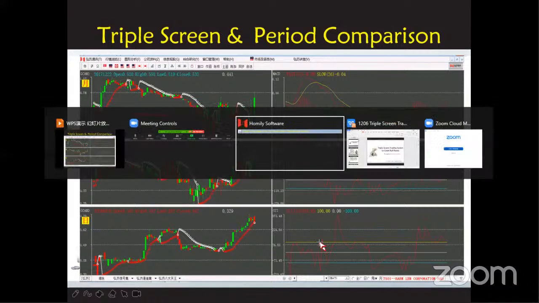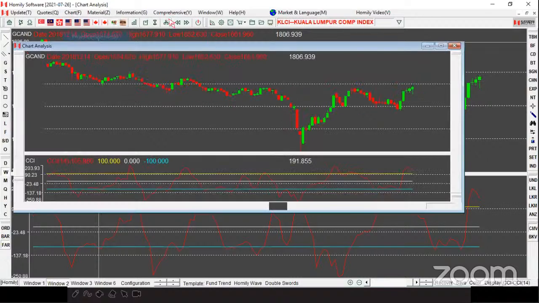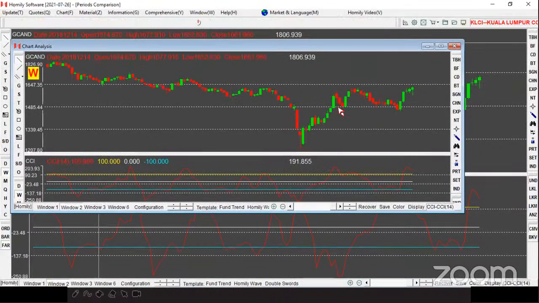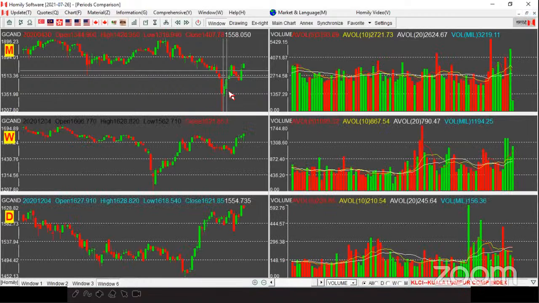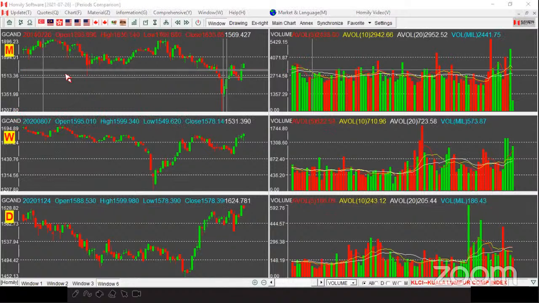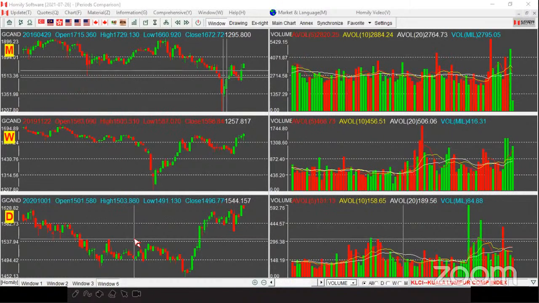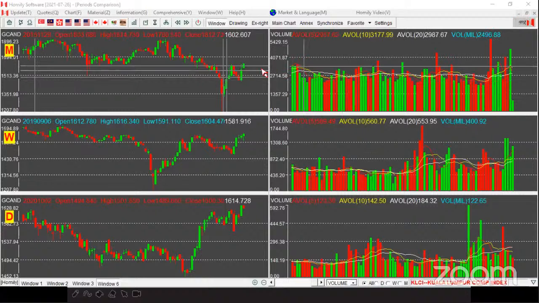Then we can use the software to check. So here we can choose from here. Under the chart, we have the period comparison, right? Period comparison means we can see the different time frames on the same screen from long term to short term. So the first window over here, on the left side, is the monthly chart, then the weekly chart, then the daily chart. On the right side, we can also change the indicators.